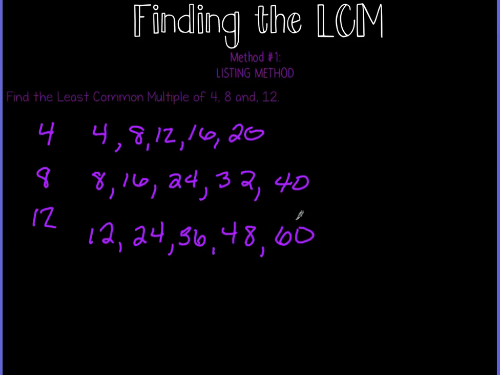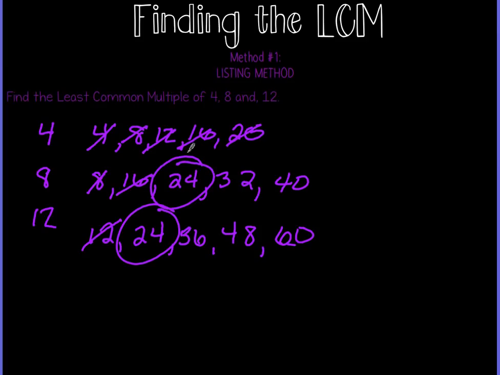Okay, right now I have a common multiple for 8 and 4, but I don't have one for all 3 of them. So they can't have 4 in common because it's too small, and they can't have 8 in common because it's too small for 12. So none of these will work. Okay, 12 doesn't work because it doesn't work for 8. 16 doesn't work because it doesn't work for 12. Okay, 20 doesn't work because it doesn't work for 8 or 12. Here we have 24 and we have 24.